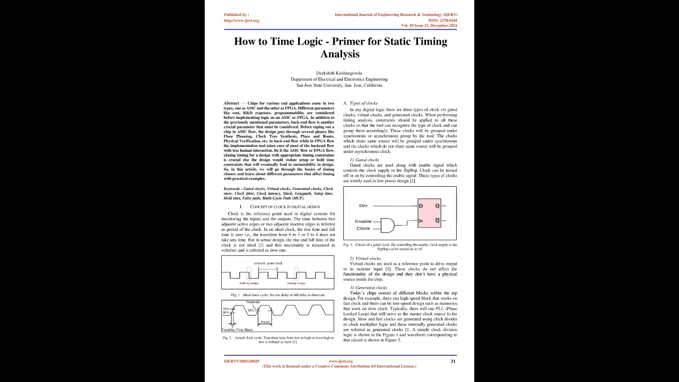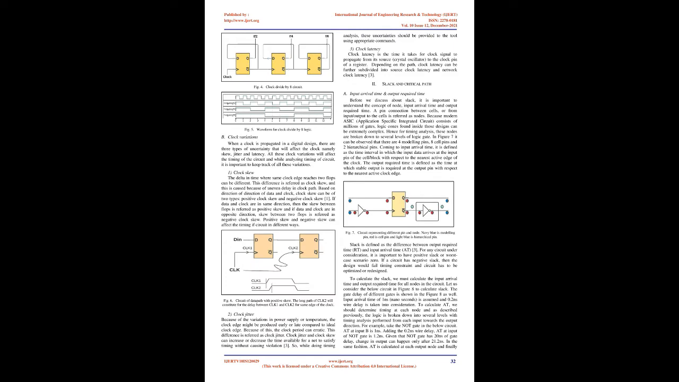B. Clock variations. When a clock is propagated in a digital design, there are three types of uncertainty that will affect the clock, namely skew, jitter and latency. All these clock variations will affect the timing of the circuit, and while analyzing timing of circuit, it is important to keep track of all these variations.